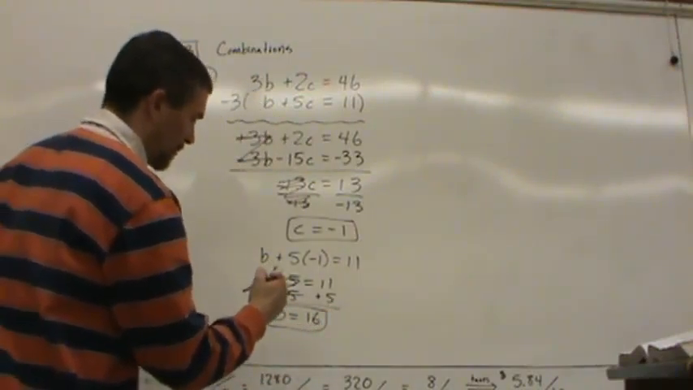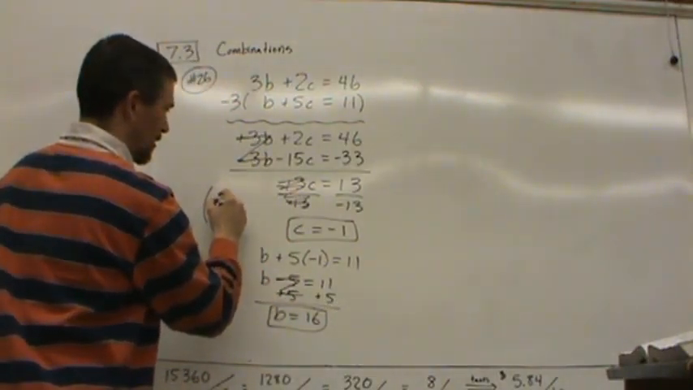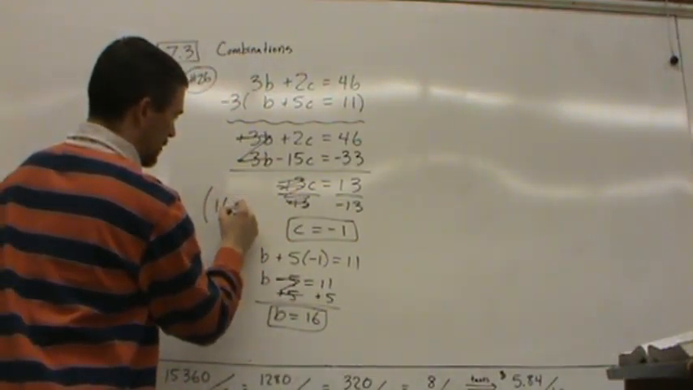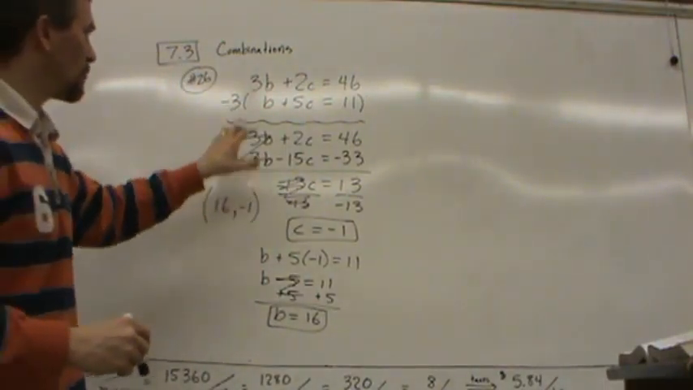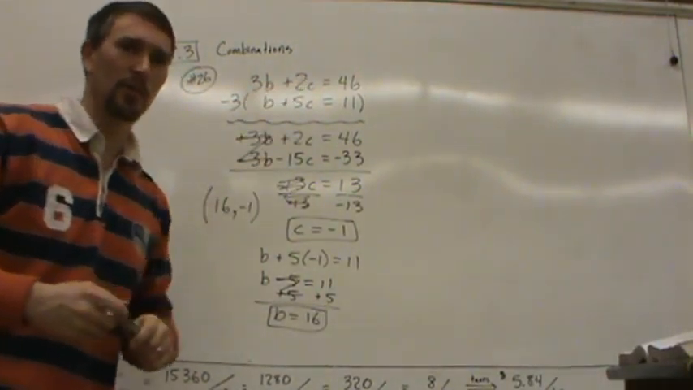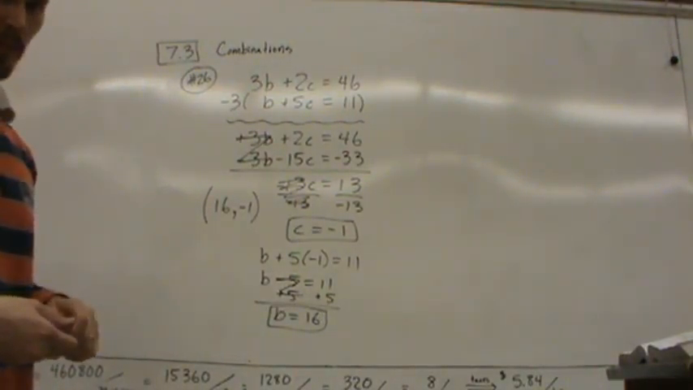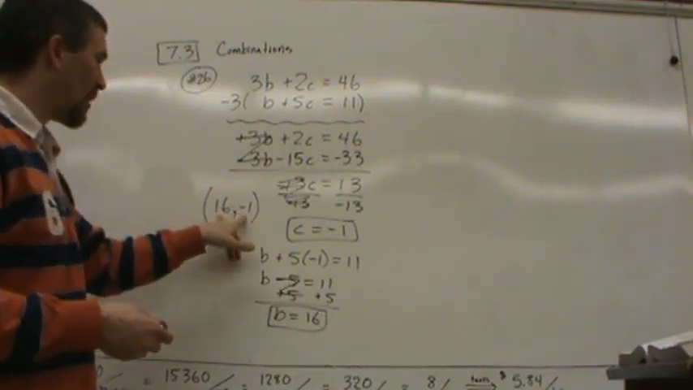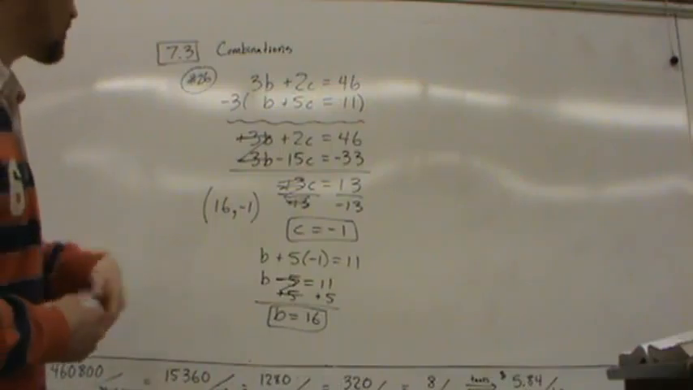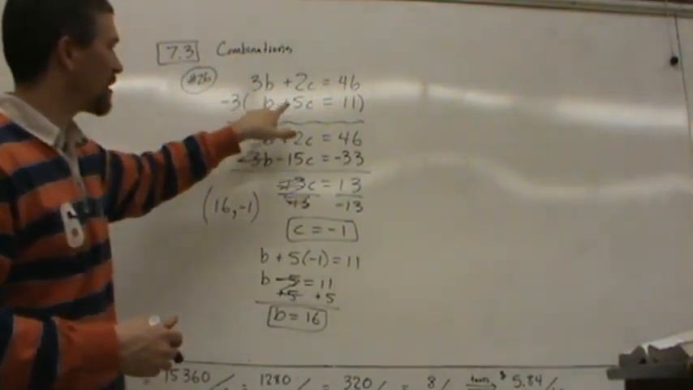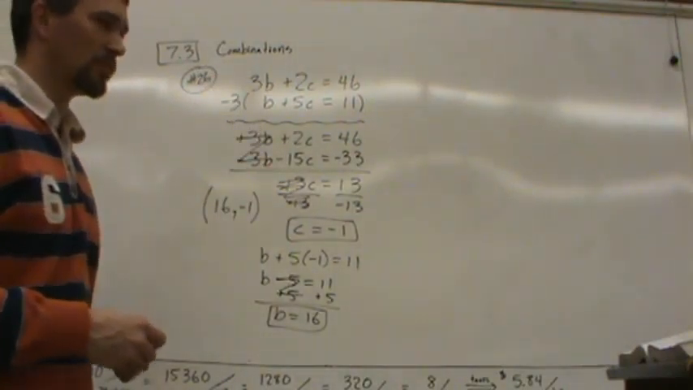So if I put them in alphabetical order, b, c, we would have 16, -1. And if we plug those 2 points into each of these equations, it should spit out a true statement to prove to us that we got the right point of intersection. And there's a good example of combinations where you have to do some clever thinking to get these to cancel out.